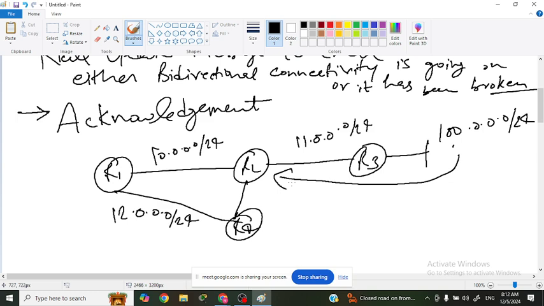So once R2 receives this message from R3 that the 100 network has been added in R3's routing table, what will R2 do? R2 will immediately send the acknowledgement to R3: yes, I have gotten this update from your side. Okay, guys, is it clear?